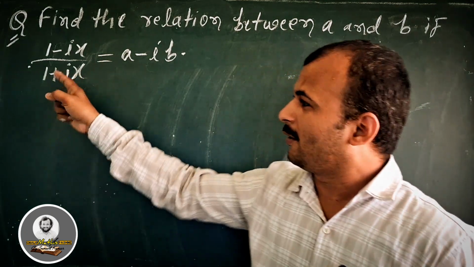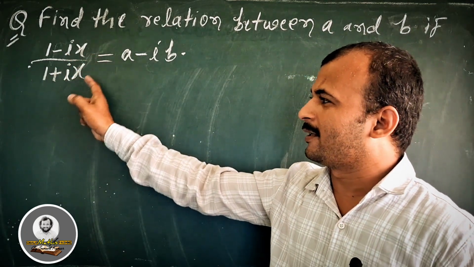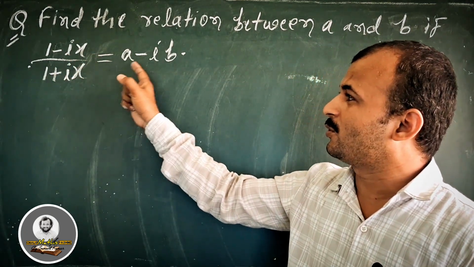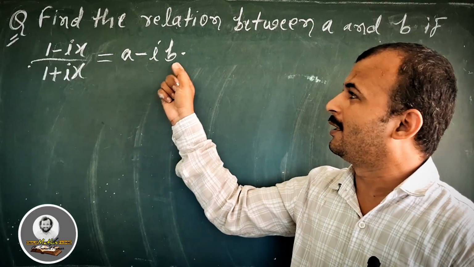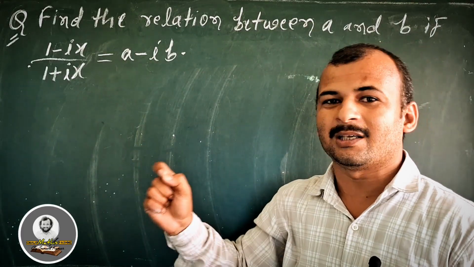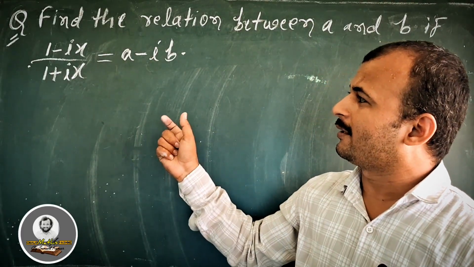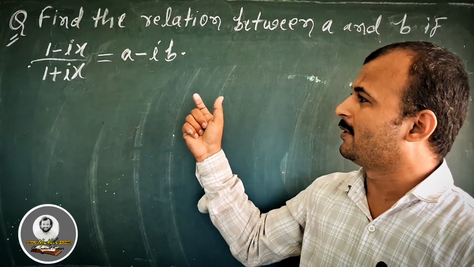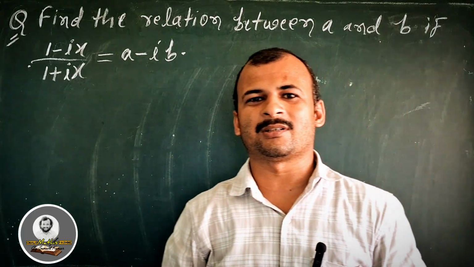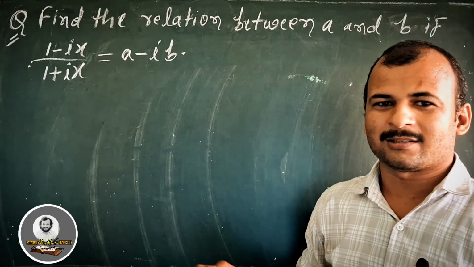It is given that (1 minus iota x) divided by (1 plus iota x) equals a minus iota b, and we have to find the relation between a and b. How can we find the required relation between a and b? Watch till the end to know its correct explanation. Let us start its solution.